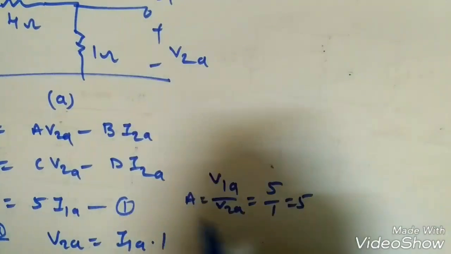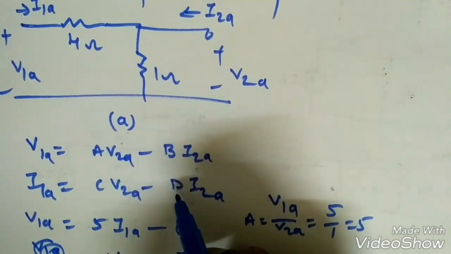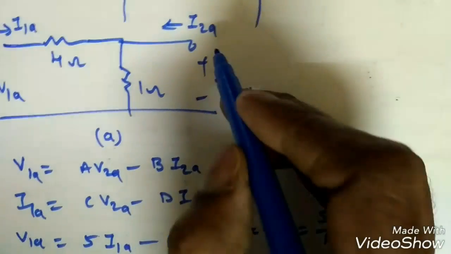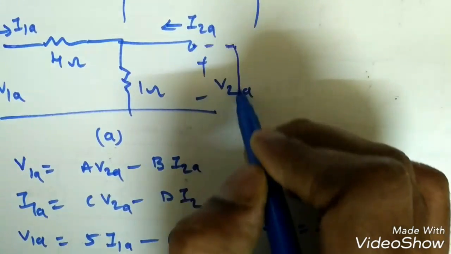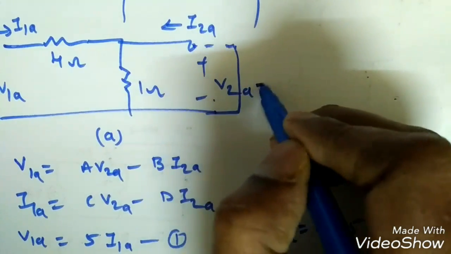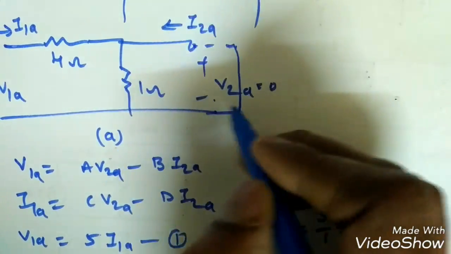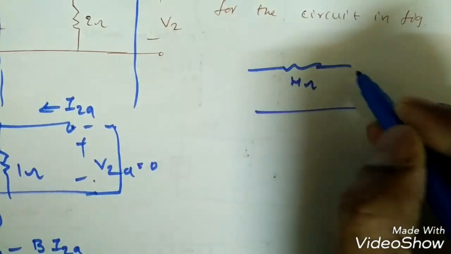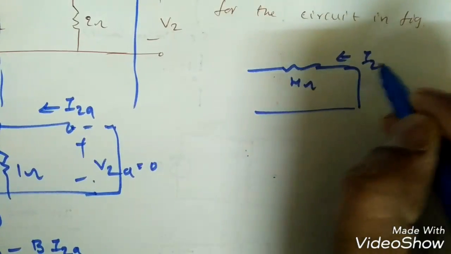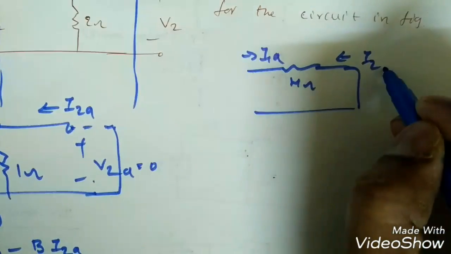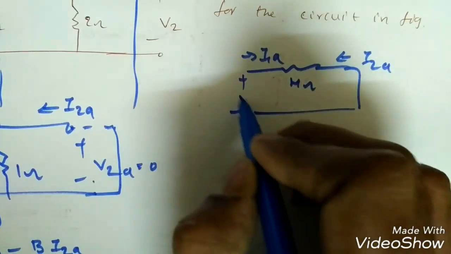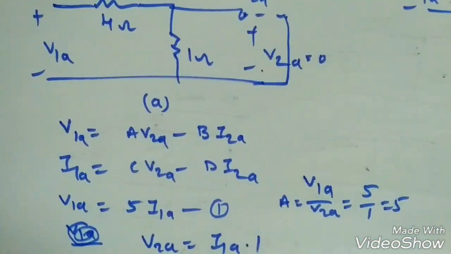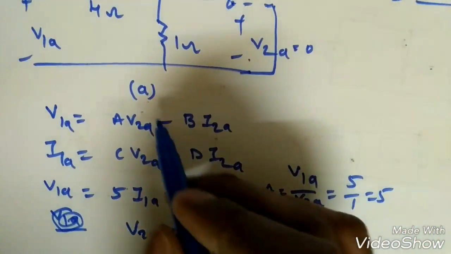Similarly, to find B and D, V2A becomes a short circuit. Whenever it is short circuit, V2A will be 0, and this also will be gone. So simply the circuit will become like this: 4 ohms. So this is I2, this is I1A, I2A, this is V1A. So what we require? So this is 0.